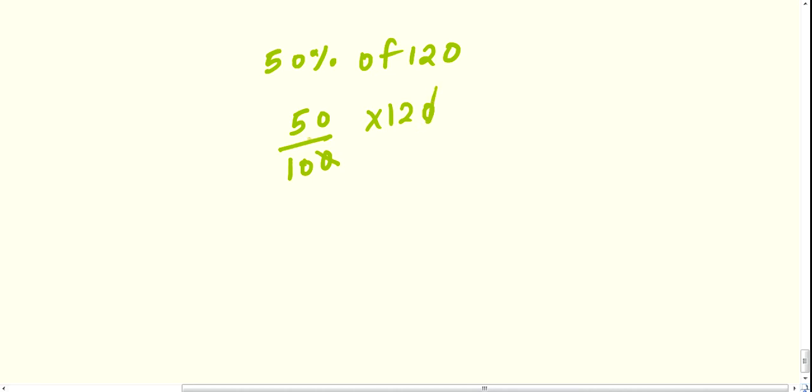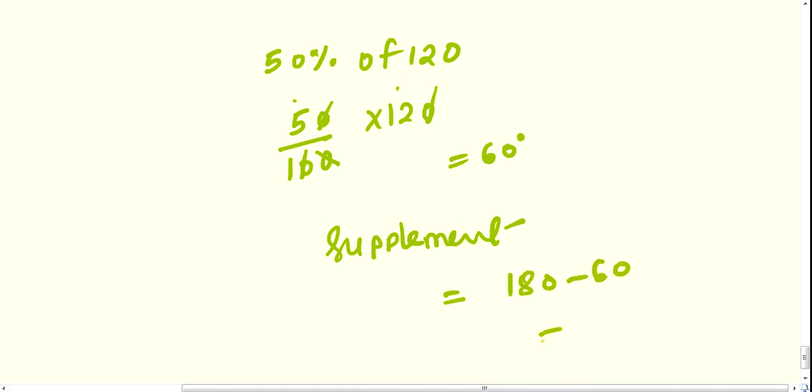Question number first, 50% of 120 and we have to find supplement. So 50% can be written as 50 upon 100 into 120. So this 10 10 get cancelled, then again 10 10 get cancelled. So 5 into 12 simply 60 degree. Now we are finding supplement. So supplement equals to 180 minus 60 degree. So your required answer is 120 degree.